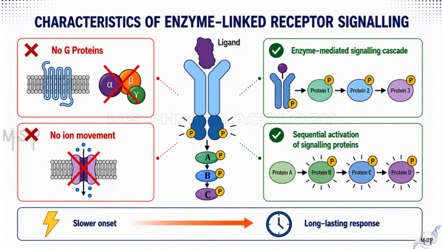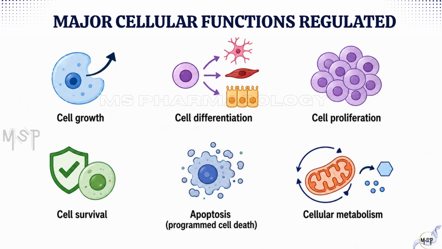Because multiple signaling proteins become activated one after another, the cellular response develops more gradually. As a result, enzyme-linked receptors generally produce slower but much longer-lasting effects, compared with ligand-gated ion channels. These sustained signaling pathways regulate several fundamental cellular functions, including cell growth, cell differentiation, cell proliferation, cell survival, apoptosis, or programmed cell death, and cellular metabolism.